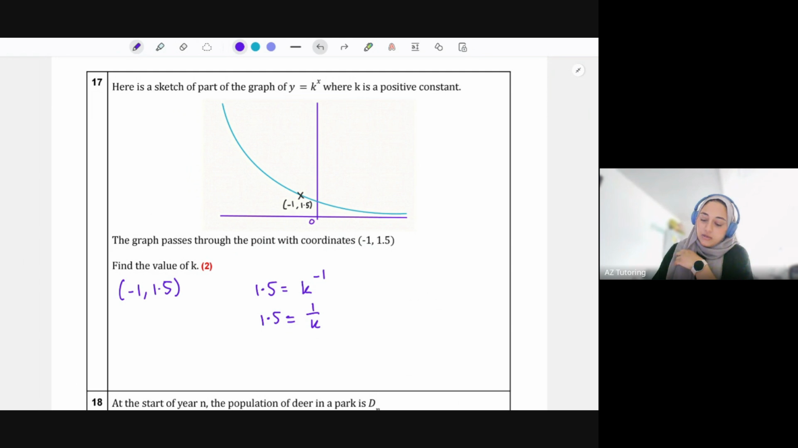Now, to bring k up, I'm just going to times, so 1.5 times k equals 1. I want to get k by itself. I need to get rid of that 1.5, so it's 1.5 times k, so I'm dividing it, which is the opposite. So 1 divided by 1.5 gives me 2/3. That's my answer for k.